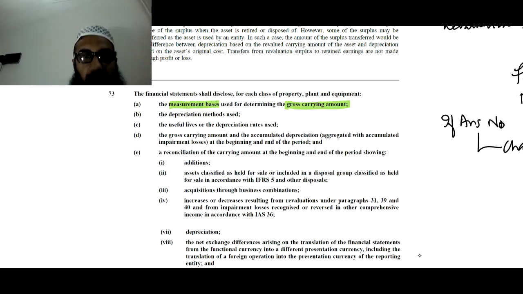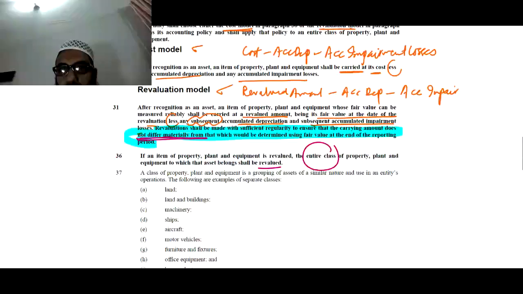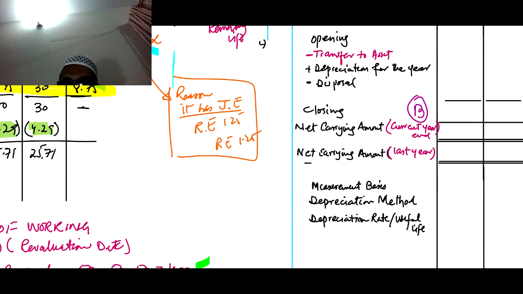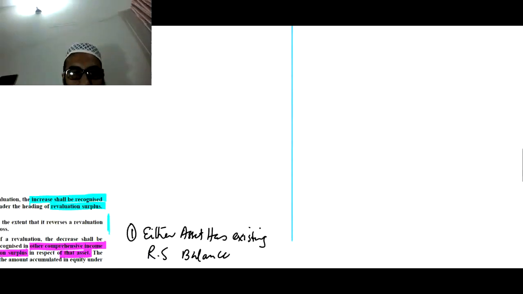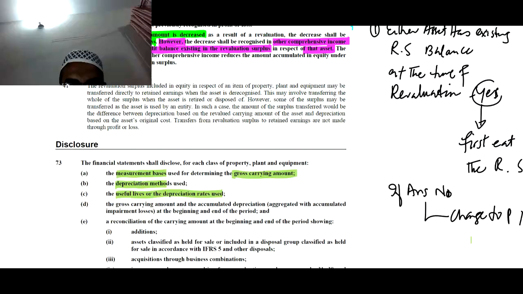The other thing we have to write is depreciation method. Third thing, useful life or depreciation rate. These are the three things I have written in the note here. One is measurement basis, number two depreciation method, number three depreciation rate or useful life. What are the other things? Next, gross carrying amount and the accumulated depreciation aggregated with the accumulated impairment loss at the beginning and at the end of the period.